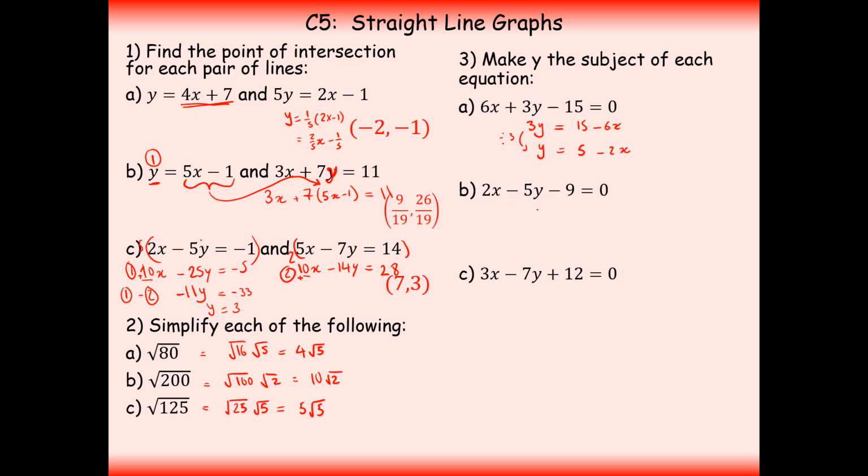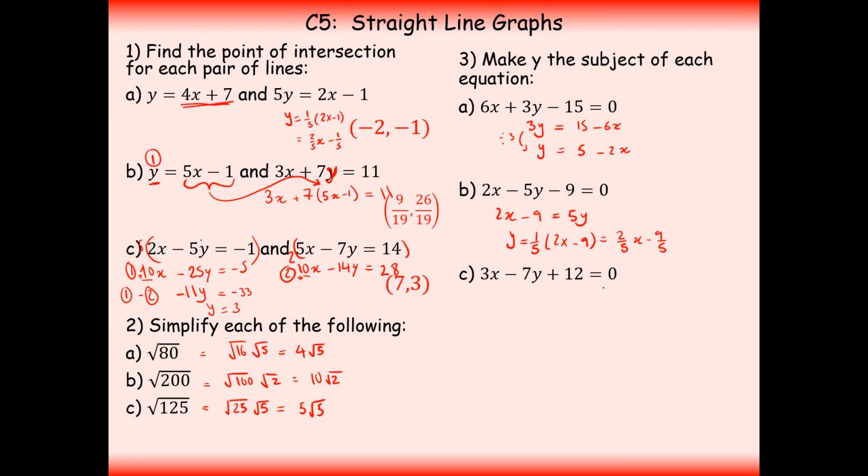Then once again, let's actually take 5y to the other side. We'll leave 2x minus 9 here, and 5y becomes positive on the right. Divide by 5. I'm going to write y here now. 1/5 in front of 2x minus 9 makes this 2/5 of x minus 9/5.